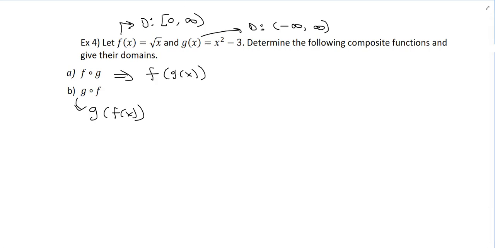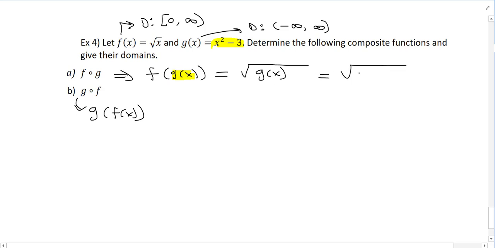So that means into f, we're going to plug in g of x. So g of x is the inside function. So we're going to say, in this case, f, so the square root of x. So this is going to be the square root of g of x. And then substitute your g of x. So it's the square root of x squared minus 3. And so I have f of g of x is the square root of x squared minus 3.